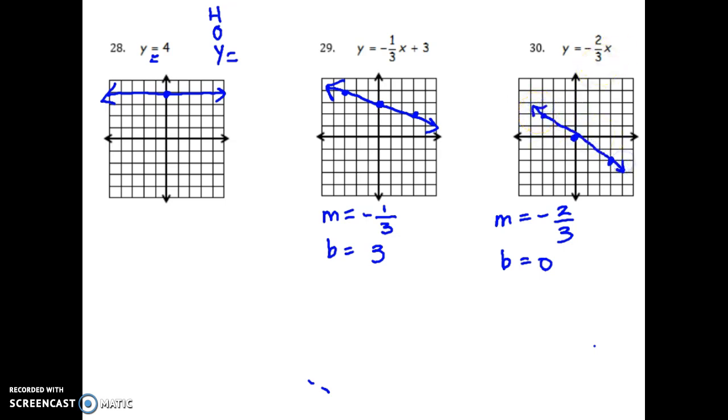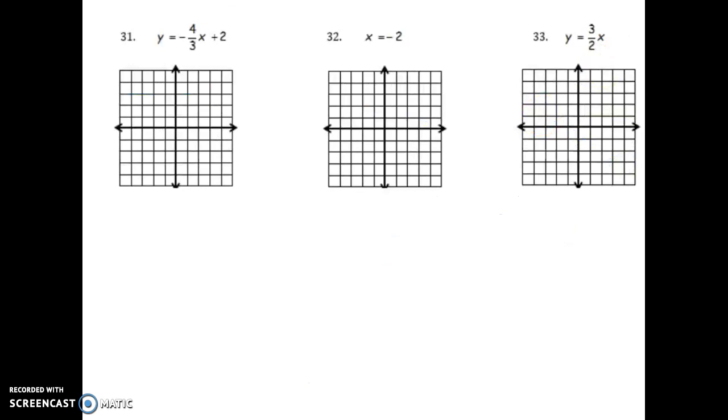Okay, moving on, 31. Okay, 31, my slope is going to be negative 4/3. My y-intercept is 2. So I'm going to start at 2. I'm going to go down 4, 1, 2, 3, 4 to the right 3. Or I'm going to go up 4, 1, 2, 3, I'm off the graph, and then to the left 3. So it's going to be right about here. Okay. So my line looks like this.